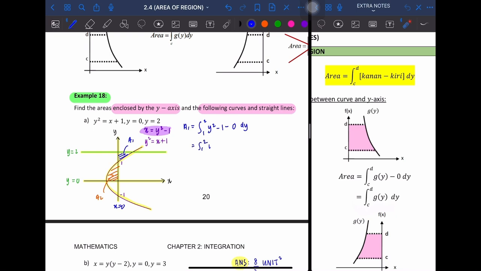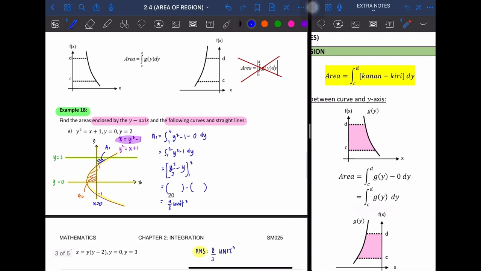So 1 until 2, y square minus 1 dy. Okay, so y cube over 3 minus y. So from 1 until 2, so substitute upper limit minus lower limit. So it is equal to 4 over 3 units square. Okay, that's for the blue one.